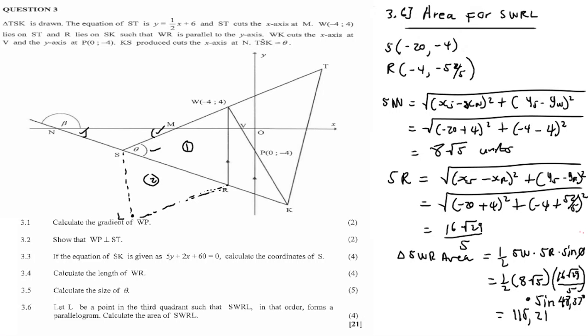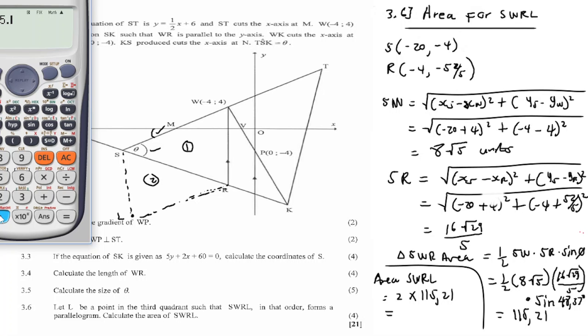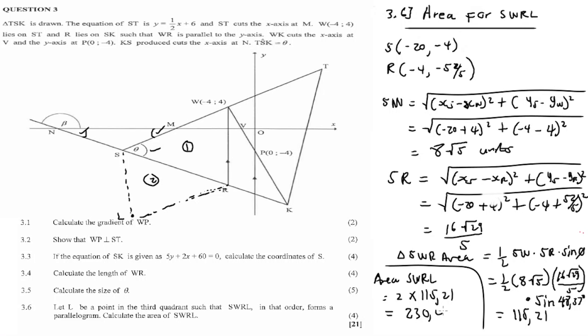Now I don't have space here, so what I'm going to do now is write here. Now I want the total area. Now the total area, or the area for the parallelogram SWRL, is equal to 2 times this area. 115.21 is equal to what? 2 times 115.21 is equal to 230.42 square units. Okay, now we have the area for the parallelogram.